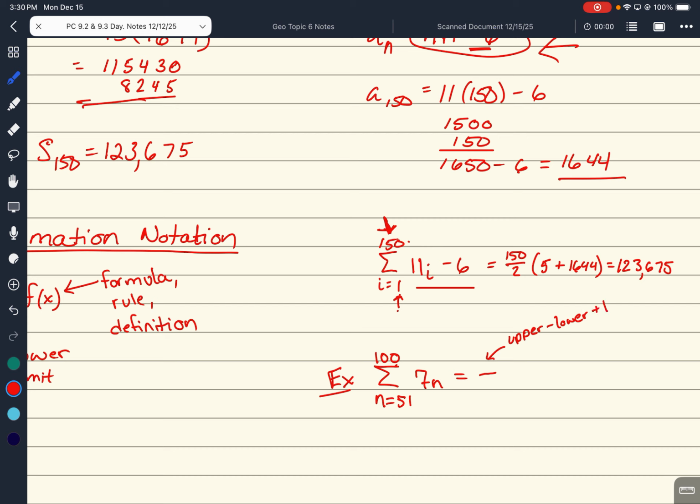Every time it works. Because what did you do? You said it was 149 from 1 to 150 because you subtracted them, yes? So if you would take 150 minus 1 plus 1, you get 150. So upper minus lower plus 1.